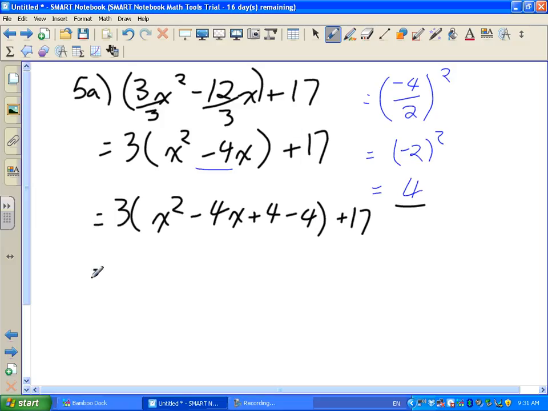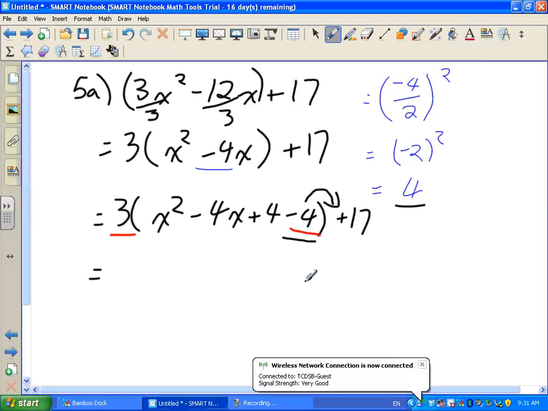So once I've done that, we know our next step is I need to take this negative 4 outside of the brackets. When I go to do that, I need to take that negative 4 and multiply it by the term that is in front of our brackets. So I take my negative 4 times my positive 3. I end up with negative 12.